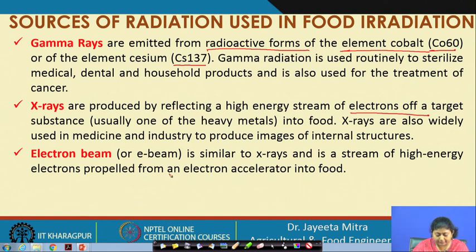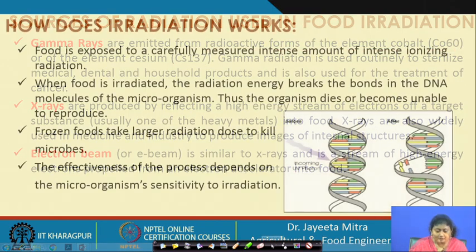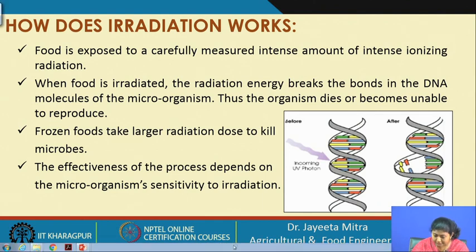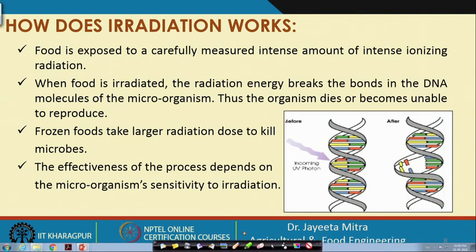Electron beam or E-beam is similar to X-ray and is a stream of high energy electrons propelled from an electron accelerator into food. So, nowadays all three are used on food to have the irradiation effect. So, how does irradiation work? Food is exposed to a carefully measured intense amount of ionizing radiation. This is very important: a carefully measured intense amount of ionizing radiation.